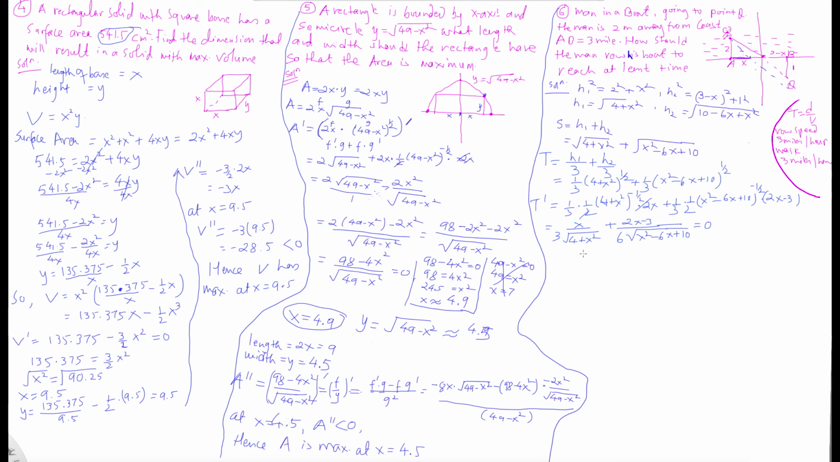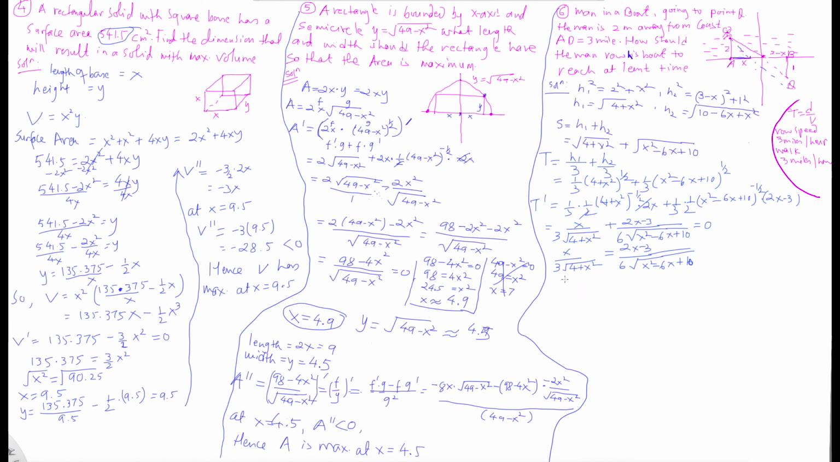If you want to solve for x, this is a little complicated, but the shortest way would be to write x over 3 root under 4 plus x squared equals, moving that to the right side, (2x minus 3) over 6 times root of x squared minus 6x plus 10. Okay. Now square both sides.